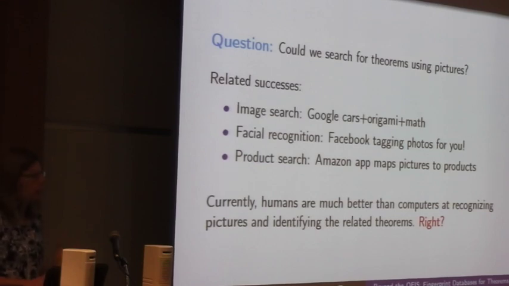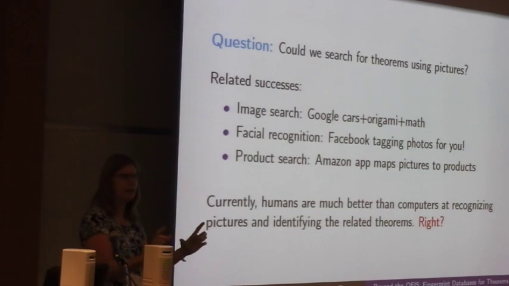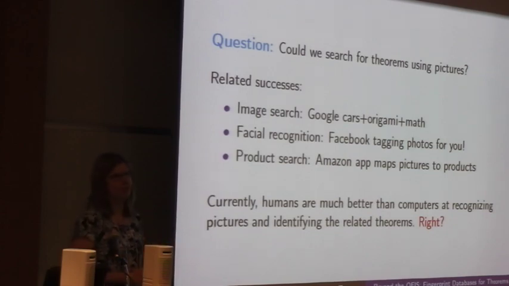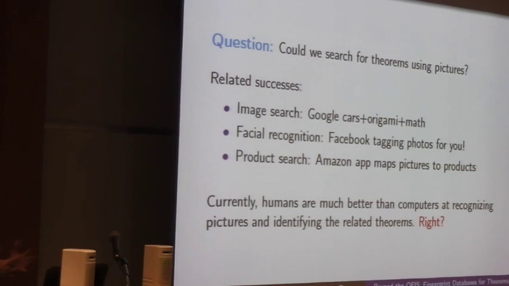But also facial recognition is amazing. Facebook takes a picture that comes up, you know, and it starts labeling my friends for me. How does it know that that's Joe and Judith and whoever it is? It's pretty amazing. And then the other thing I've seen recently is the Amazon product search, where you take a picture of an item you want to buy, and you put it into the app, and it takes you to that page in Amazon so you can buy it. Right? So computers are getting really good at recognizing pictures. So we have to ask the question again, then, are humans much better than computers at recognizing pictures and identifying the related theorems? Is that really true?